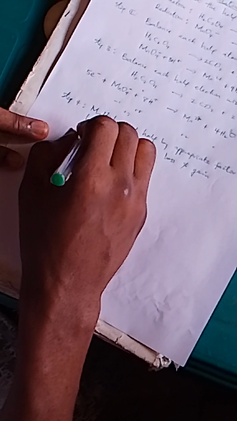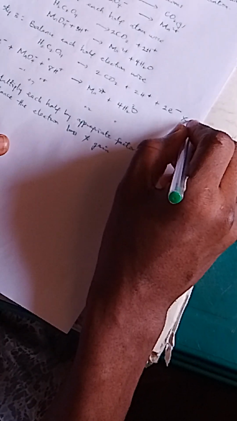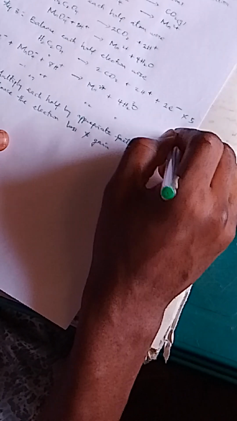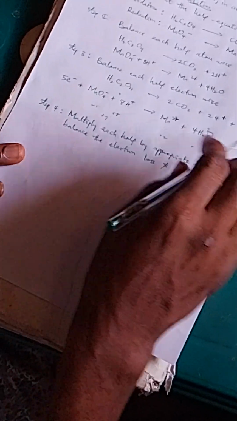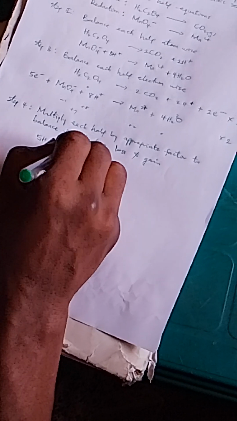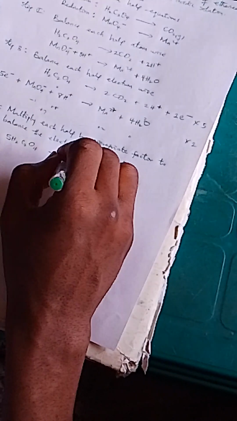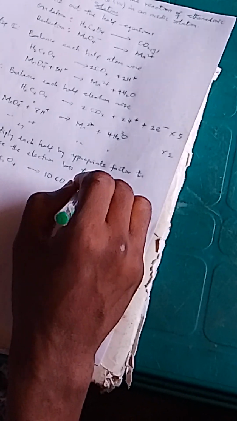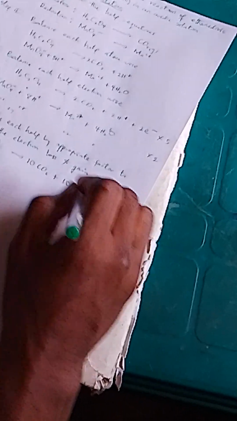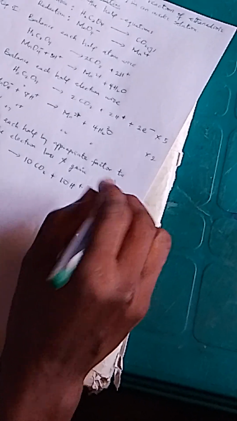So look at it again. If I multiply here by 5 and multiply here by 2, that makes sure the electrons are the same. So if I multiply here by 5, I'm going to have 5H2C2O4, and 5 times 2 will give me 10CO2. I hope you are following. 5 times 2 will give me 10 hydrogen ions plus 10 electrons.